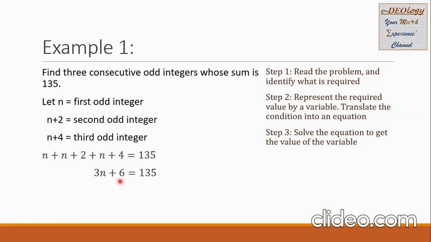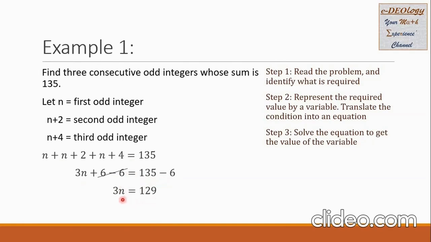We want to remove this positive 6 on this side to keep the 3n alone in this left side. So we're going to subtract 6 to the left side. Also put a negative 6 on the right side. And the 6 minus 6 here will be equal to 0. So only 3n comes down. We simplify 135 minus 6, and that is 129.